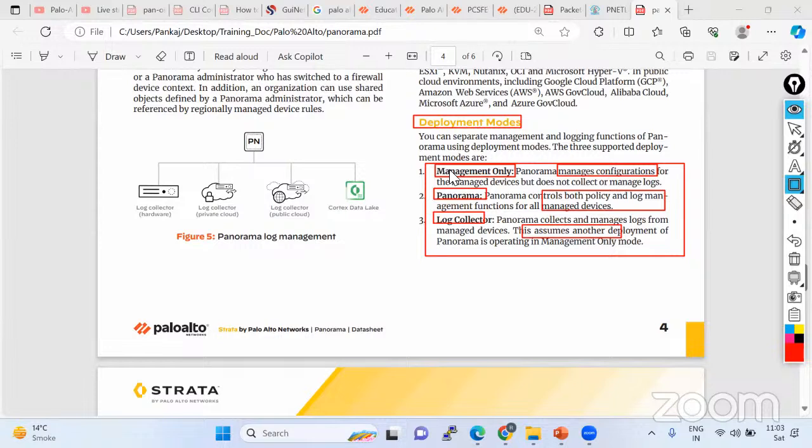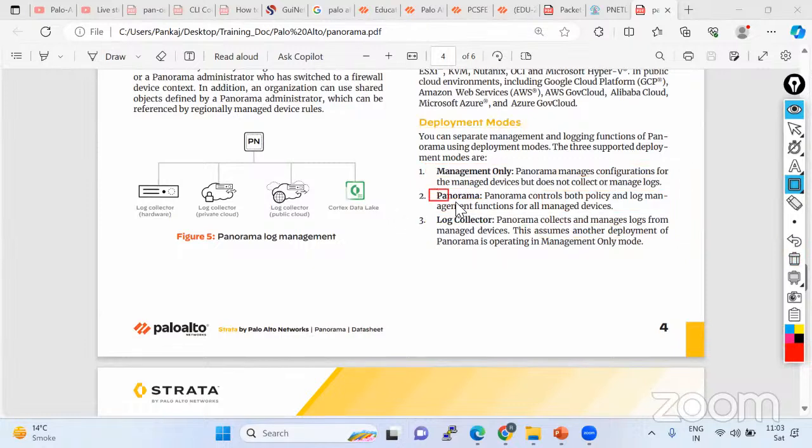But every company needs three modules, right? Configuration management, log management, and both configuration management and log management. That's the Panorama mode. This is going to cover both. There is an option where you can deploy log and configuration both in Panorama. In simple words, Panorama has both.